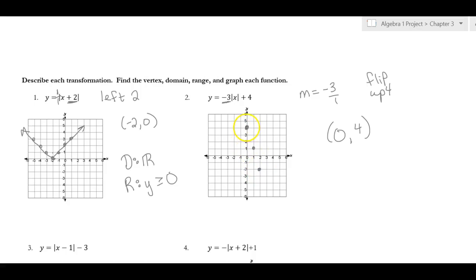And I'm going to do the same thing on the other side. Down 1, 2, 3 over 1. And so it made a skinnier graph. And so that's a stretch. And I'm okay if you don't remember the word stretch and shrink. They do get a little confusing. Okay? But I do want you to know that the first number represents slope.